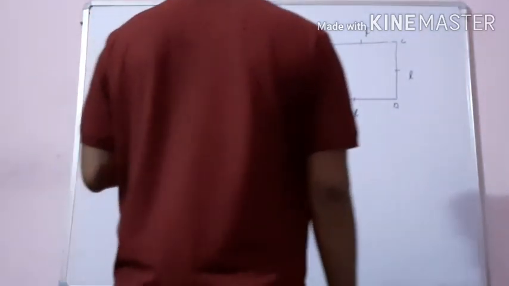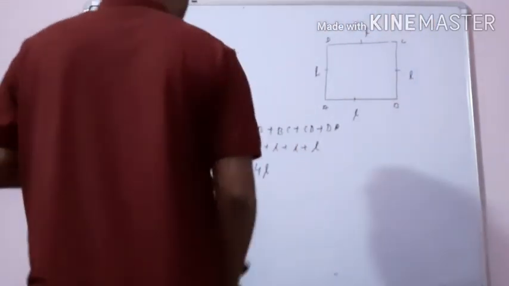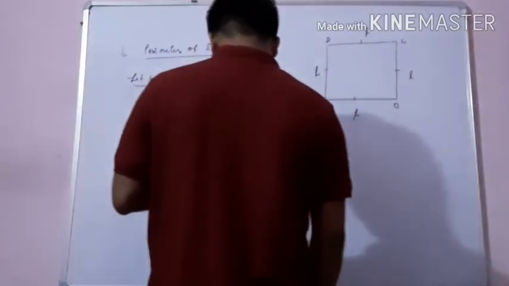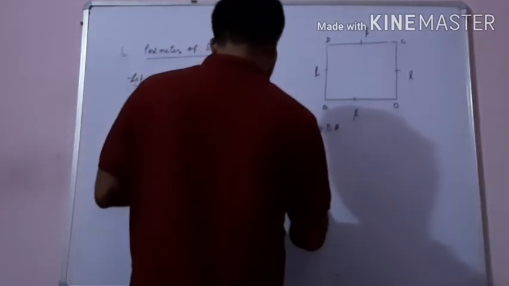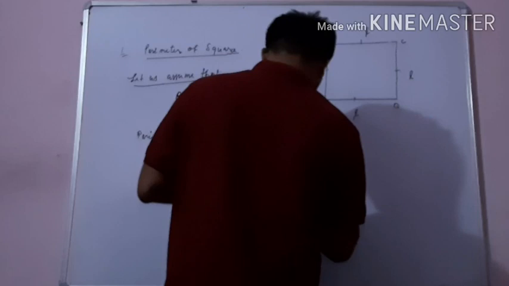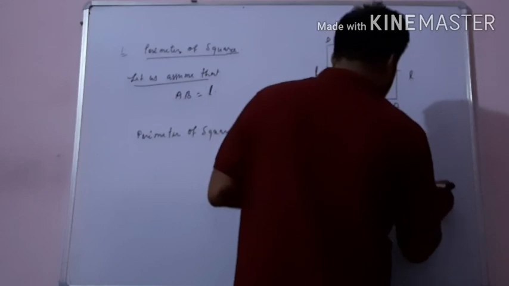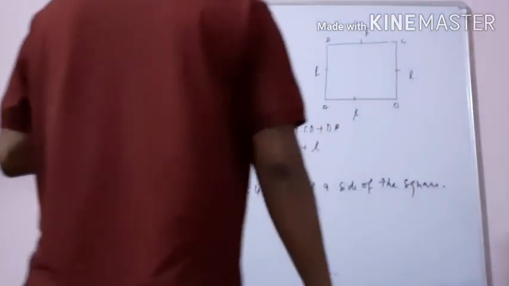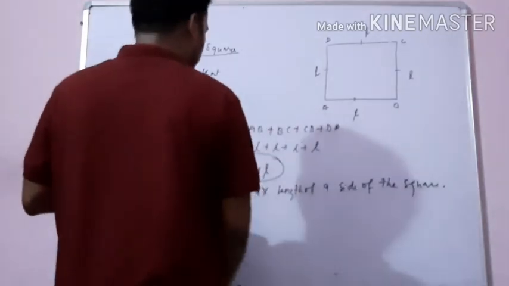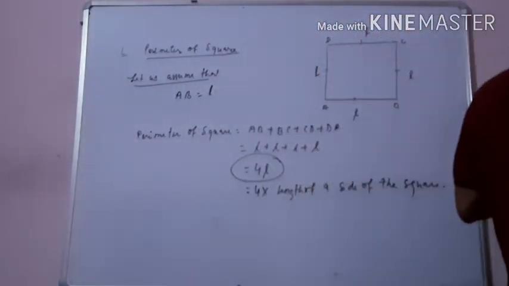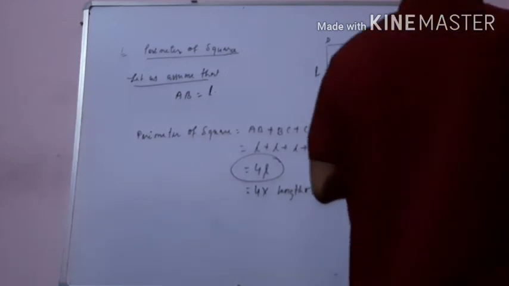So what is the perimeter? The perimeter of a square is 4 multiplied by L. In place of L we can write the length of a side of the square. So our generalized formula for finding the perimeter of a square is 4L, where L is the length of a side of the square. Now we will derive the formula for the perimeter of a rectangle.